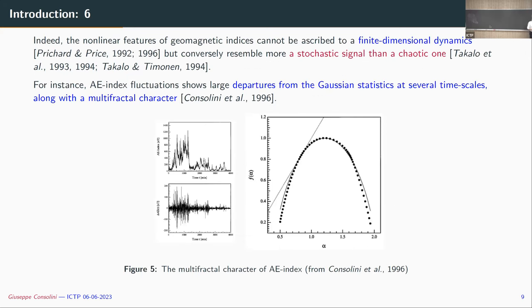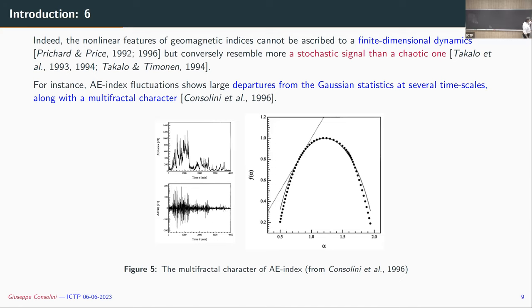And the point was the following. In 1992 and 1996, Pritchard and Price realized that we should have some stochastic elements in the dynamics of the response of this plasma system. They talk about stochastic elements.